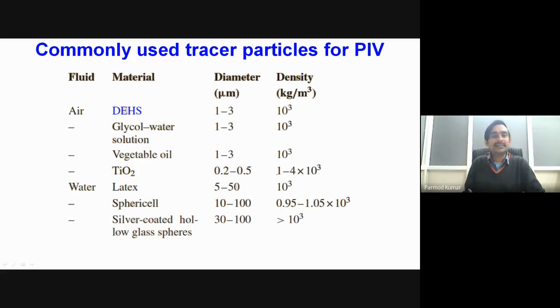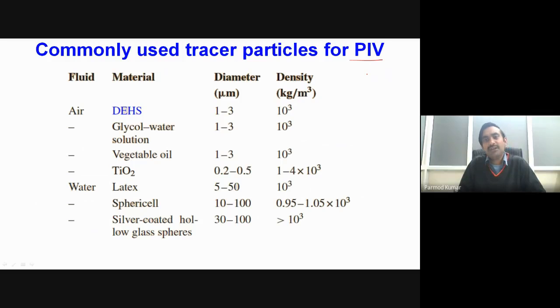Then this particular table describes the commonly used tracer particles, particularly for particle image velocimetry. So what we are having in general, now I have started the discussion on particle based measurements, where we are seeding some particles. Now for tracking the motion of the particle, we may have different techniques.